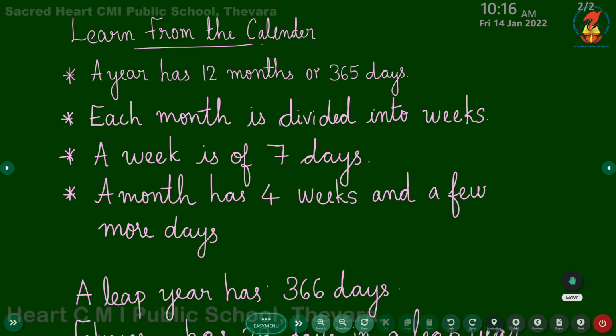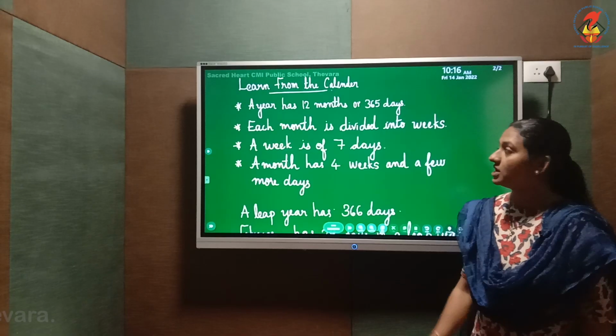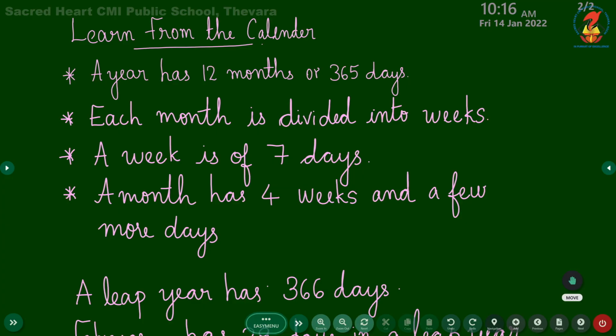A year has how many months? It's 12 months. A year has 12 months, or we can say it's 365 days. Each month is divided into weeks. A week is of 7 days. How many days in a week? It's 7 days. So in a year, how many months? It's 12 months, or we can say it's 365 days in a year.